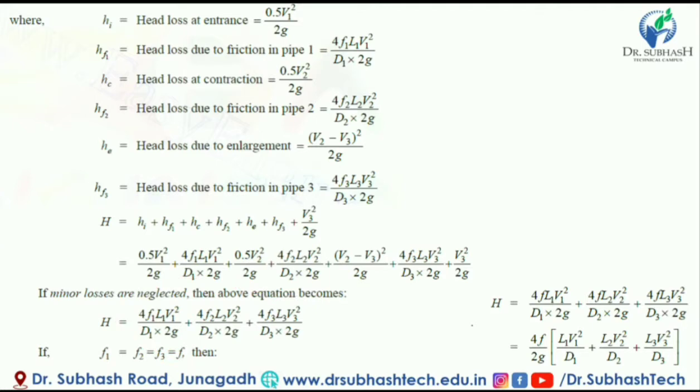Now if we consider the surface roughness the same in the pipes, then the friction is similar in the whole section of pipe. f1 is equal to f2 is equal to f3, so all friction coefficients are the same, defined by f. Now the equation becomes this, and we take the friction coefficient and 2g common. So capital H is equal to 4f upon 2g in bracket, L1 V1² upon D1, plus L2 V2² upon D2, plus L3 V3² upon D3.